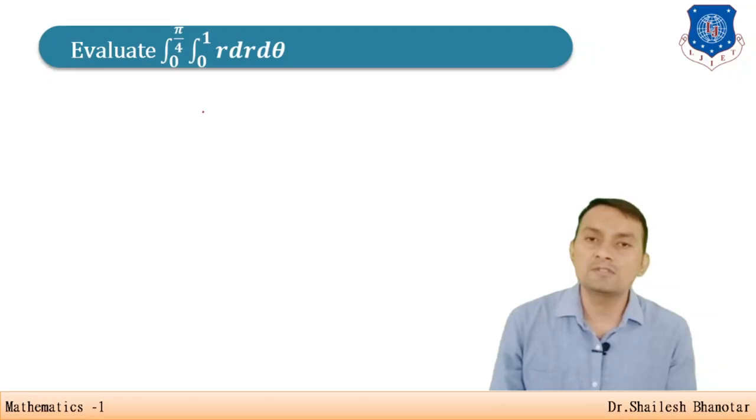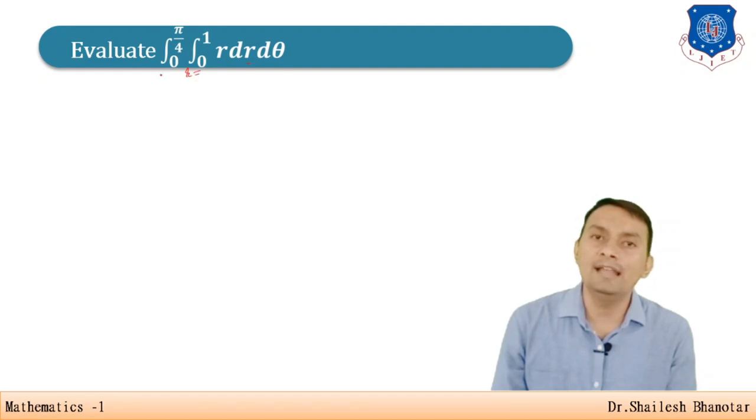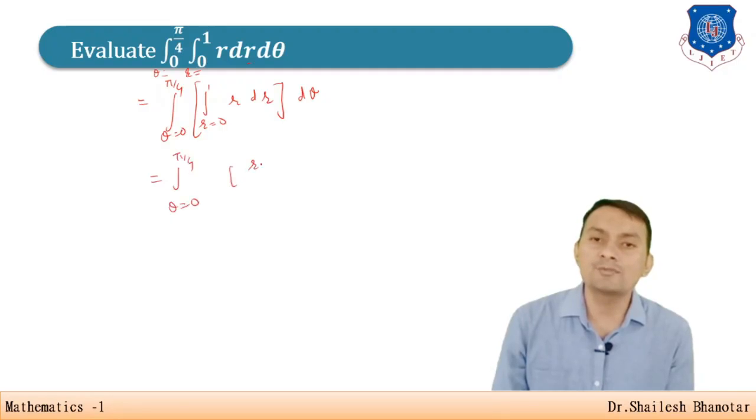So let us consider the first question. Here r is there, which means I have to consider the first limit for r, and after that the limit for theta. So I integrate first with respect to r, from r equal to 0 to 1, of r dr, and after that with respect to theta. When integrating with respect to r, I get r square by 2 over r from 0 to 1, and then d theta.